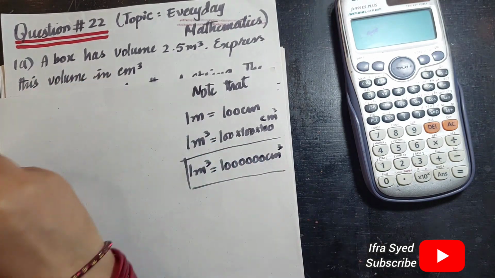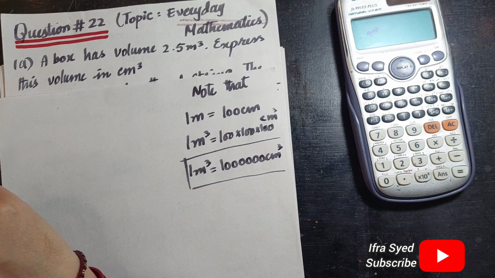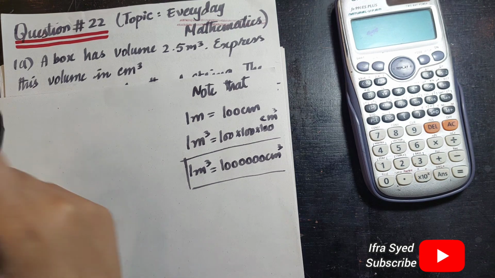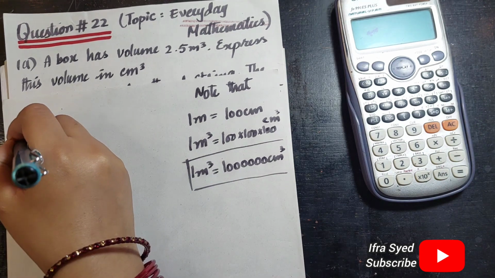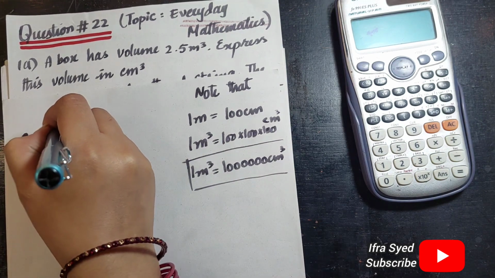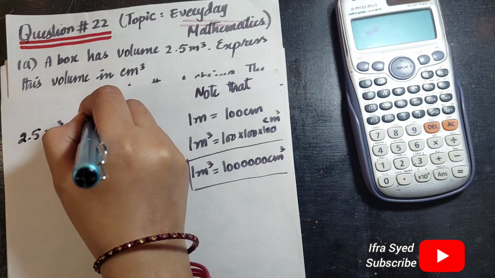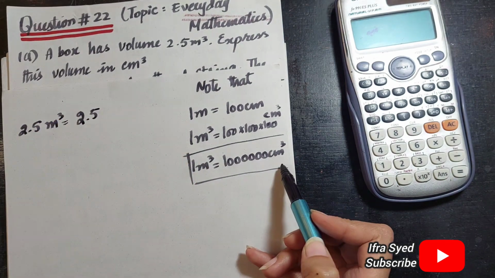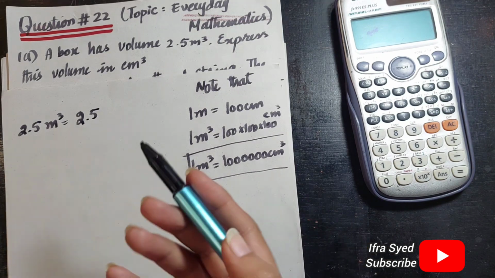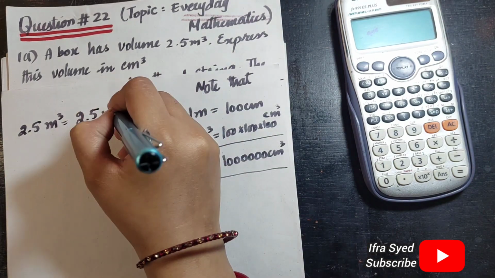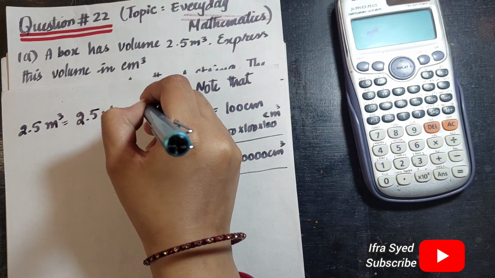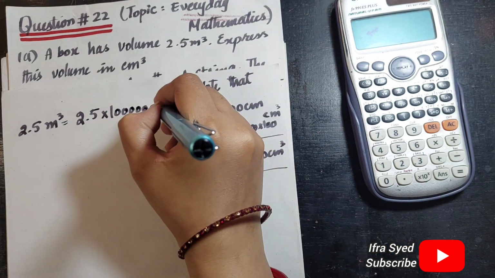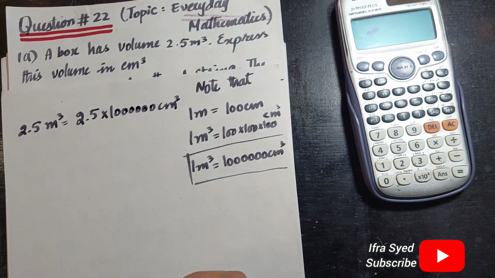So in the first part, we have to change this 2.5 meter cube into centimeter cube. So I have 2.5 meter cube. So I will write it as 2.5, and also I write 1 million centimeter cube in place of this meter cube. So I'm writing here multiply by 1, 2, 3, 4, 5, 6 times zeros and centimeter cube.